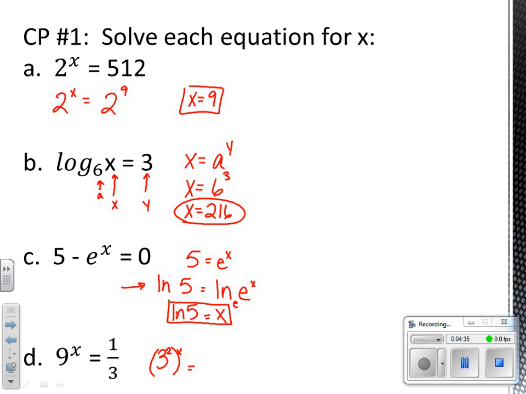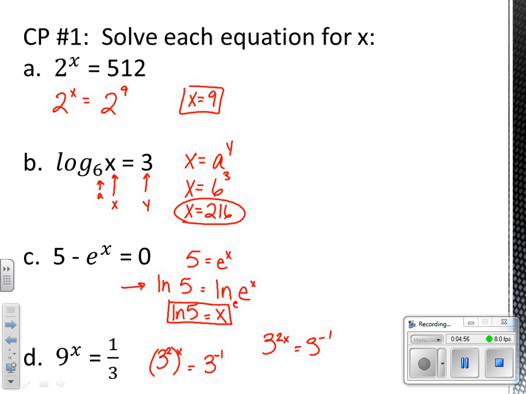And just because the right-hand side's a fraction, I'm going to rewrite that as 3 to the negative 1, so it's up on top. Simplify the left side. If you have 3 squared raised to the x power, that's the same as 3 to the 2x power. You multiply those two powers if you raise a power to a power, equals 3 to the negative 1.